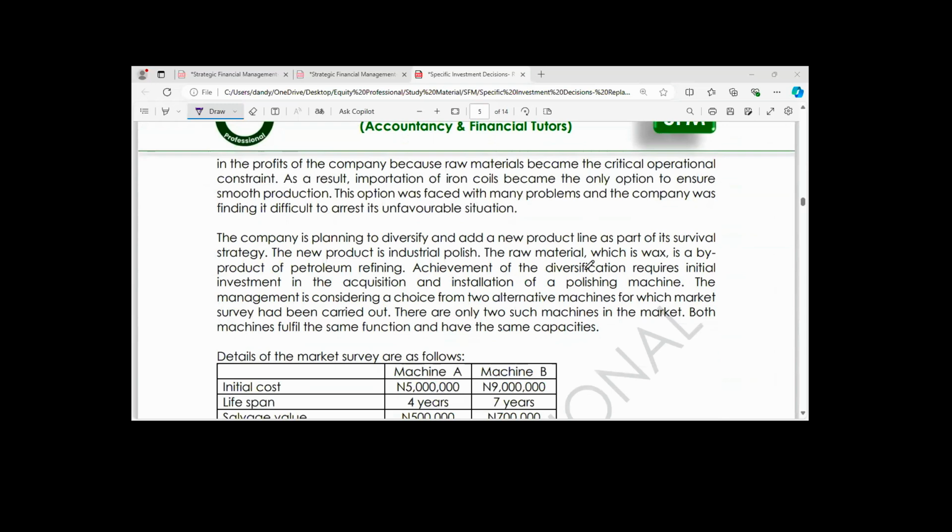So the company is planning to diversify and add a new product line as part of its survival strategy. The new product is industrial polish. The raw material, which is wax, is a byproduct of petroleum refining. Achievement of the diversification requires initial investments in the acquisition and installation of a polishing machine. The management is considering a choice from 2 alternative machines for which market survey has been carried out. There are only 2 such machines in the market. Both machines fulfill the same function and have the same capacities.